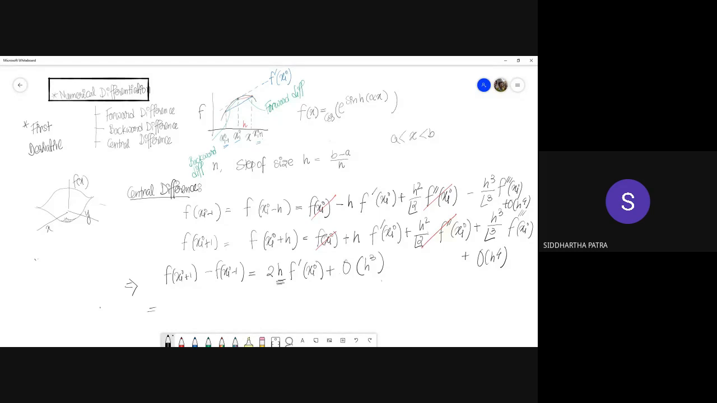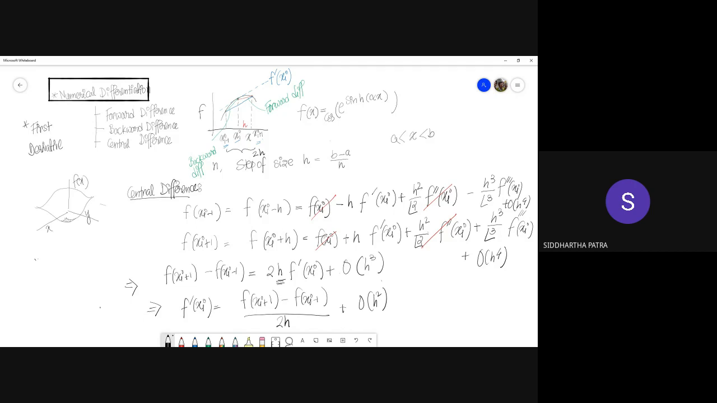Okay, and that basically gives us the central difference technique. You see, you need to divide by twice h. So central difference gives us h squared truncation error, as compared to your forward and backward difference.